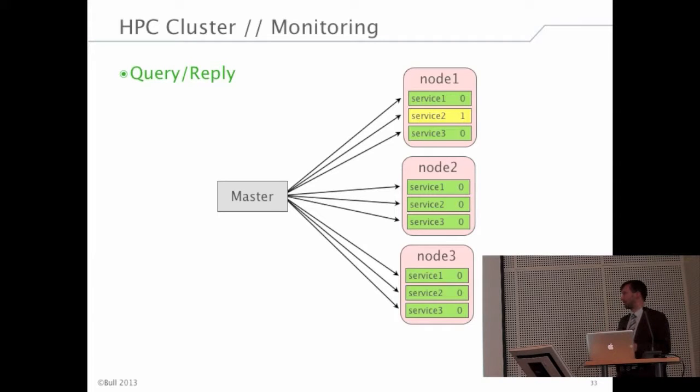The others are fine. And what the Nagios master does, it queries everyone and says, okay, what's your status? And they reply, green, except the service 2 on node 1. And you have to ingest every status and filter out the one that has an error. So this is done by Nagios, so you don't have to worry.